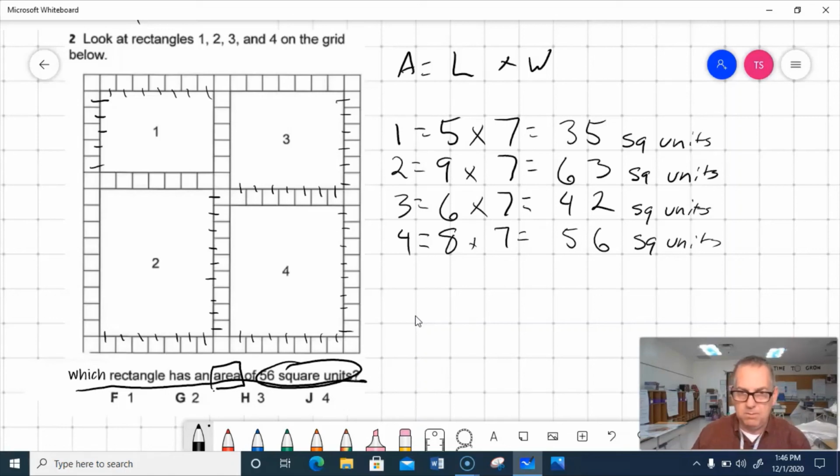And remember, if we do 5, 6, 7, 8, we know 56 is equal to 7 times 8. You see the numbers are 5, 6, 7, 8. They're all consecutive numbers. And we know 7 times 8 is 56, or 8 times 7, the commutative property, that is 56. So the rectangle that is 56 square units is rectangle 4, which is answer choice J.